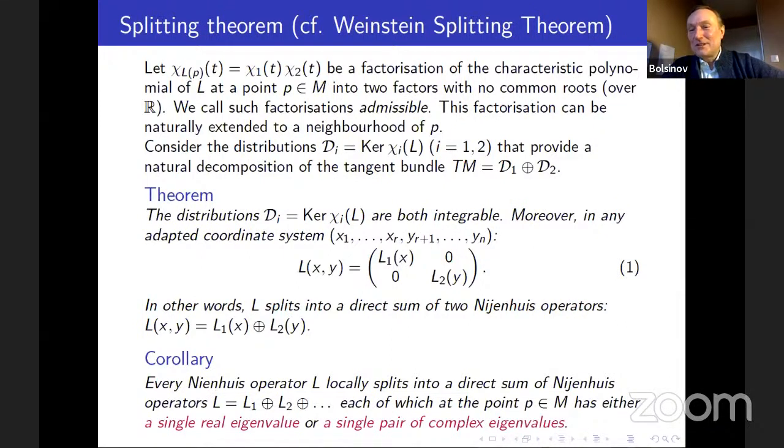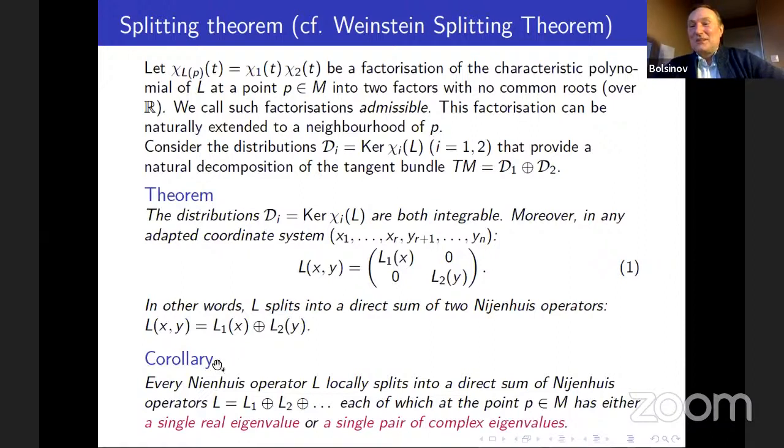Obviously it follows from this that every Nijenhuis operator can locally be split into a direct sum of Nijenhuis operators, each of which at the given point has only one eigenvalue or a pair of complex conjugate eigenvalues. At a given point, I repeat. If you just perturb this point a little bit, this property immediately disappears. It's just the same as in Weinstein's splitting theorem: if you move the point a little bit, then the rank of the Poisson structure immediately changes. And here eigenvalues will change.